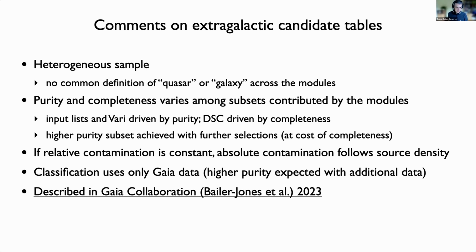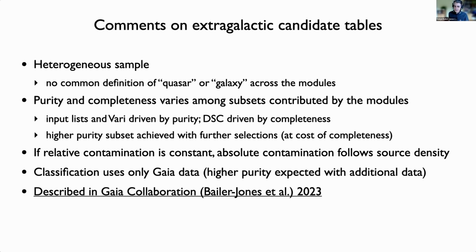Likewise, as I mentioned, the purity and the completeness of the different modules varies, and it will vary therefore amongst the subsets selected. So as I said, the input lists and the variability-provided classification is concentrating on trying to get higher purity, whereas with the DSC we focused on trying to get more completeness. But you can get a higher purity subset using further selections, which I'll mention in a minute. Obviously, this reduces the completeness necessarily.